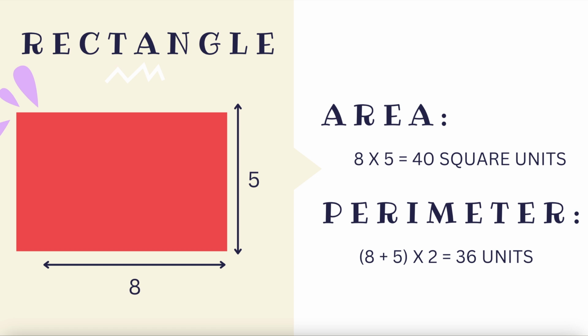Length times width is our area formula, so we have 8 times 5, which gives us 40 square units. And our perimeter is the length plus the width, which is 8 plus 5. And we can multiply that by 2 because we know that the sides are equal, right? The top and the bottom. If this is 8 up here. If this is 5 over here, so is this. So our perimeter is 26 units.